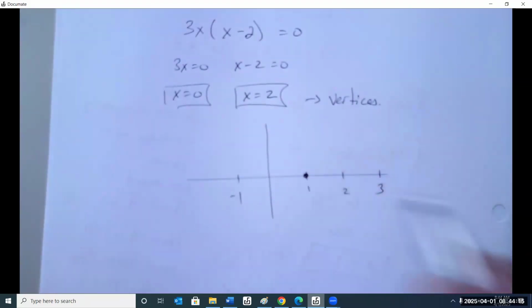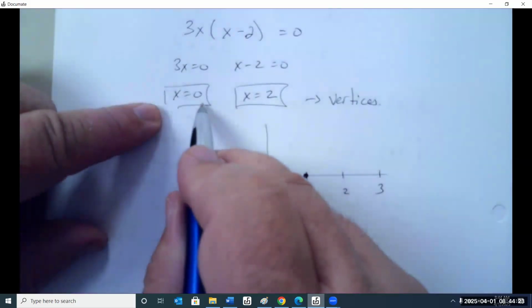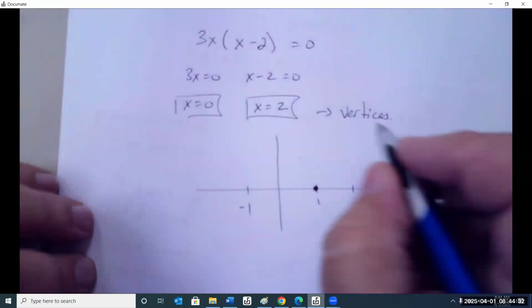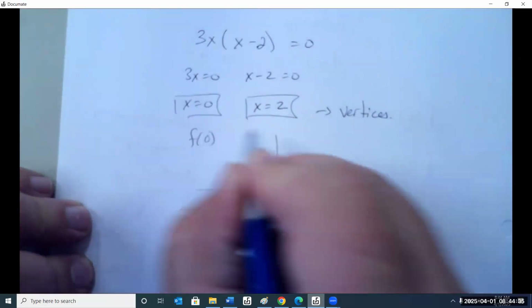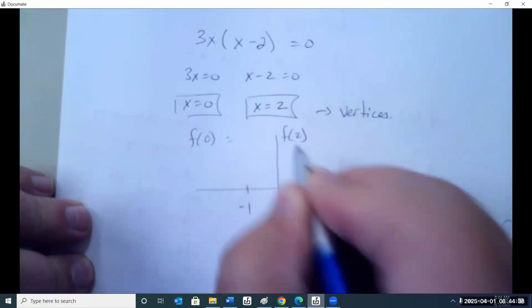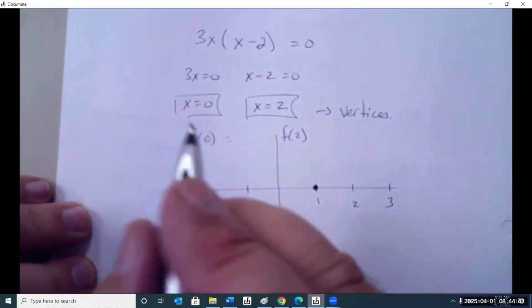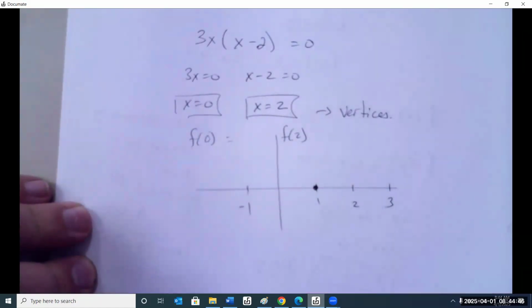So at 1, second derivative is 0. We have a point of inflection there. At x equals 0, how do we find the point of the graph there? Plug those into our original function. And so our original function was 3x squared minus 6x. No, it's 3x cubed minus 3x squared.